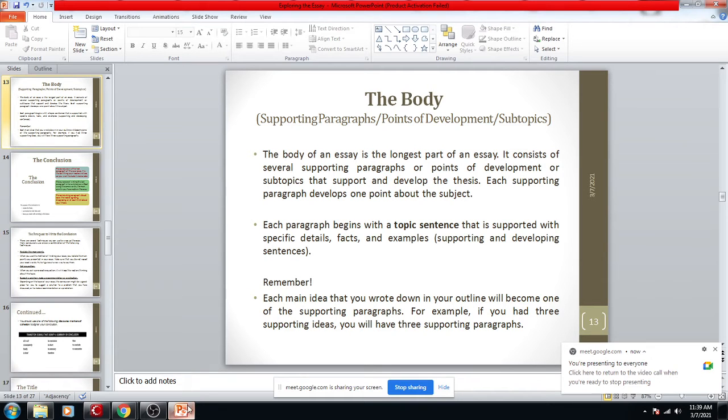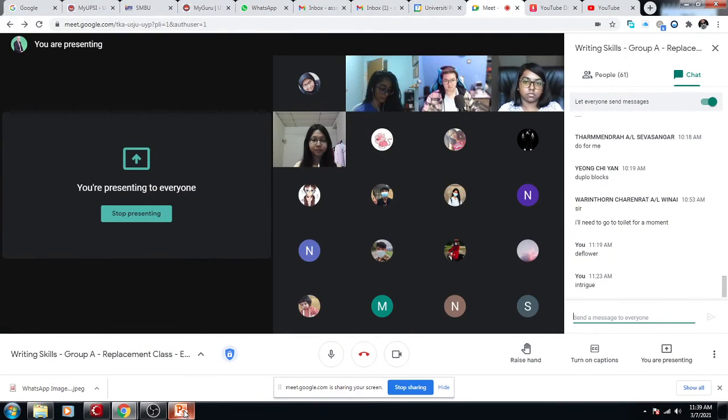Alright, so that's all about the introduction. Remember the hook, some general statements, and then your thesis, which can be stated or implied. It has to state the topic and the subtopics or the points of development, whether stated or implied, but usually stated.